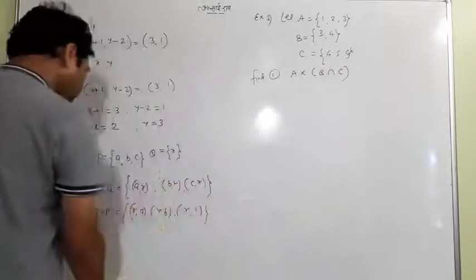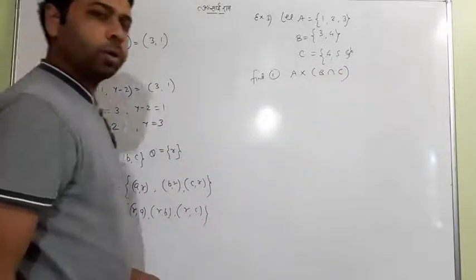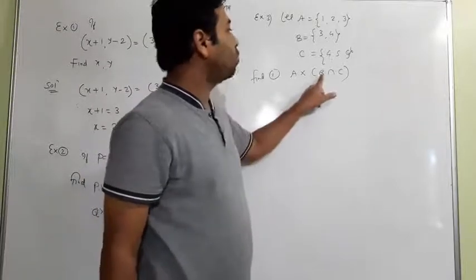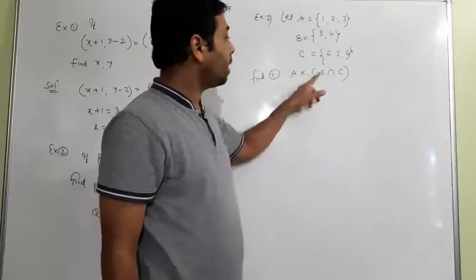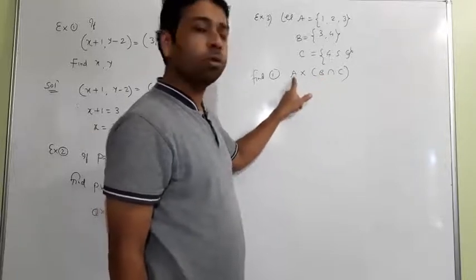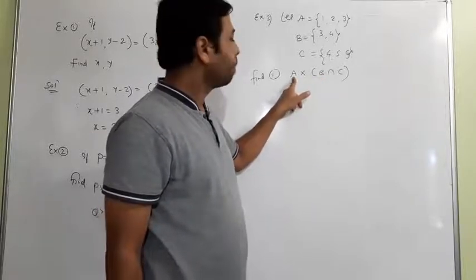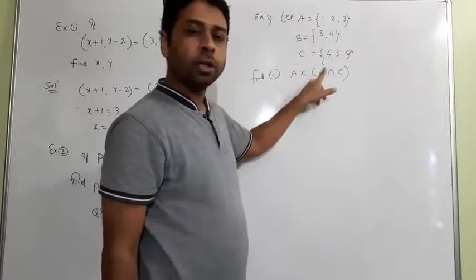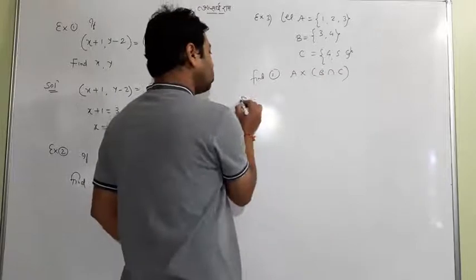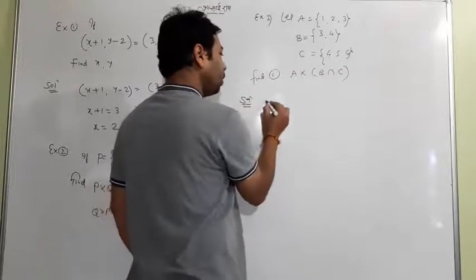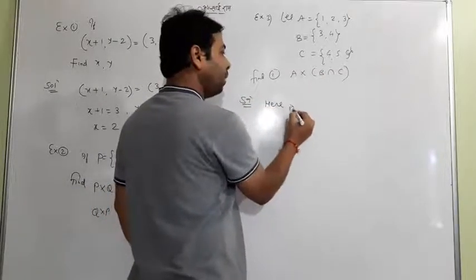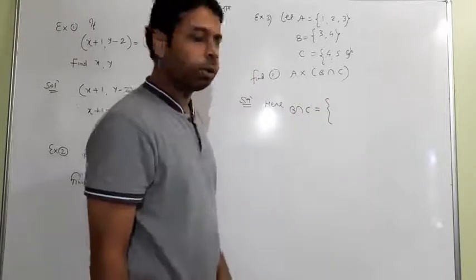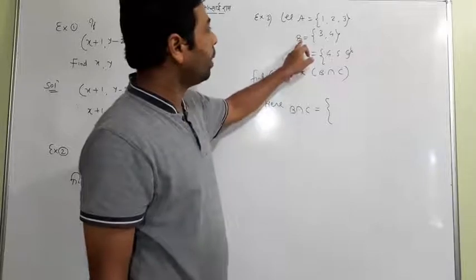I think there is nothing difficult there; you can understand what its meaning is. B intersection C, and along with that you have to take the Cartesian product with A, meaning A cross the intersection of B and C. So first in the solution you will find B intersection C. It's nothing special, I know you know it. Search B intersection C.